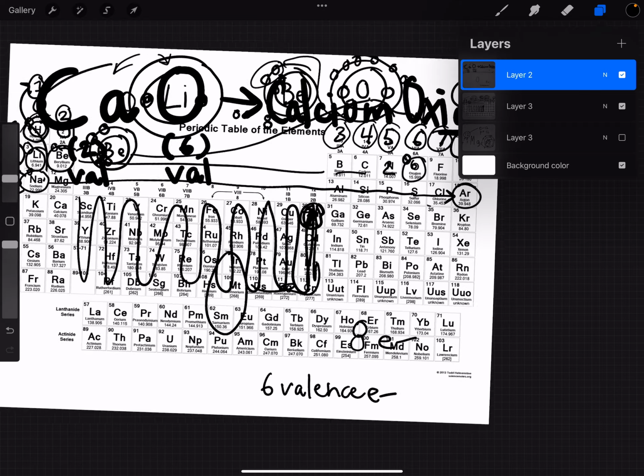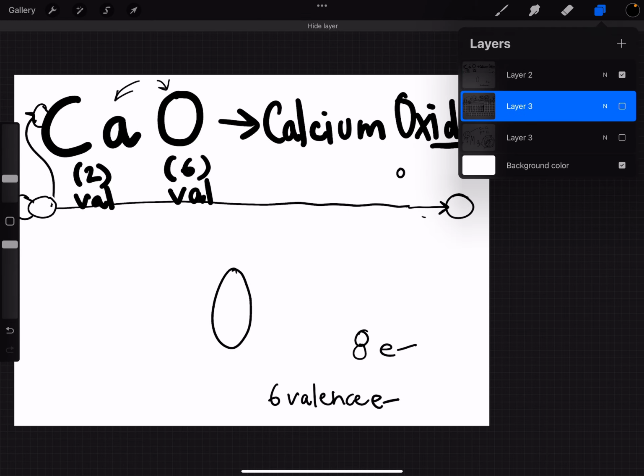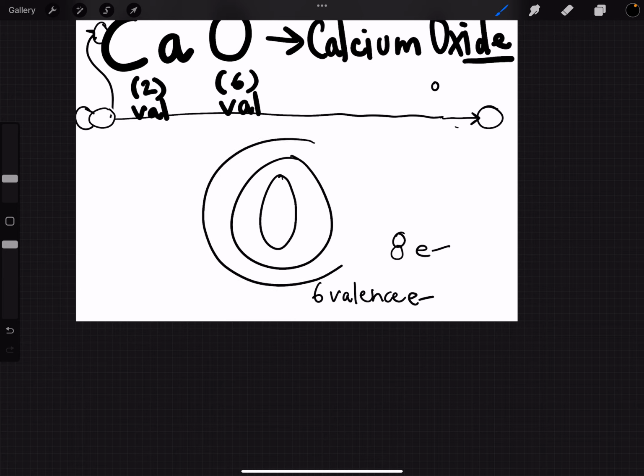Let's see what row oxygen is in. It is in the second row. So that means there's 2 rings around oxygen, and there's 6 valence electrons. So what you're going to do is add 6 to the outside. 1, 2, 3. Yeah, okay, that's right. And then what you would do next is, you've already gotten the 8, so you just need 2 more left. So the 2 more go on the inside.